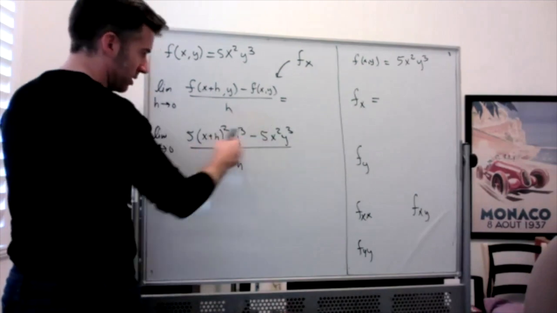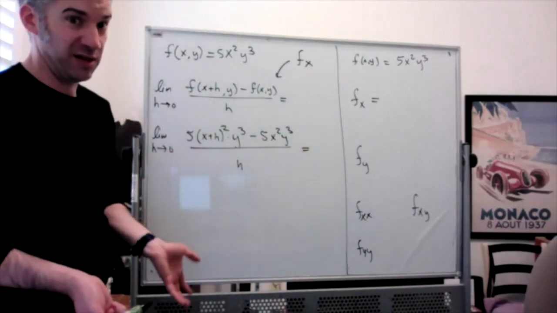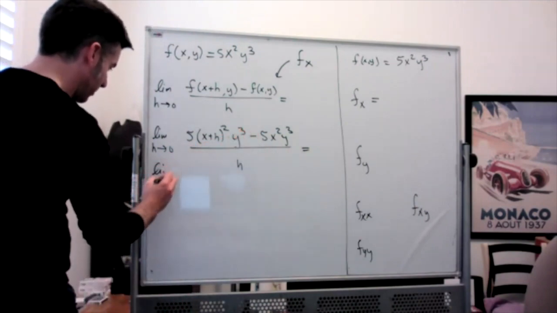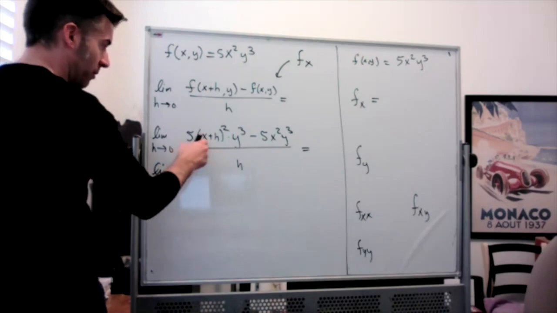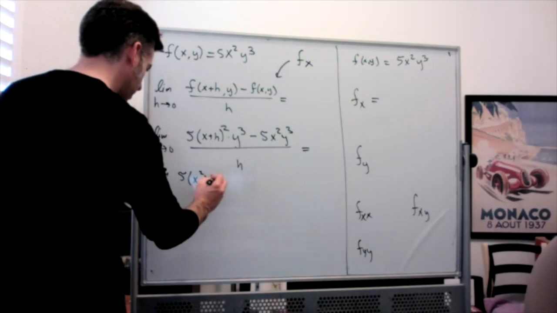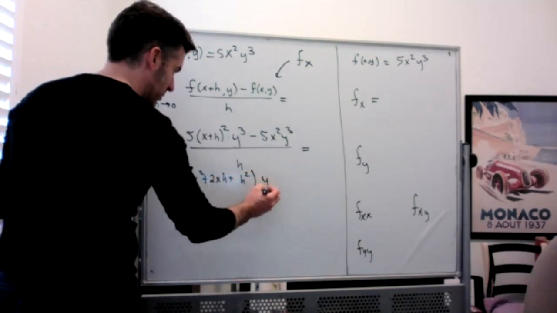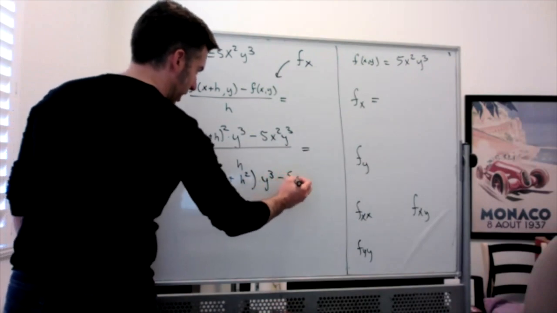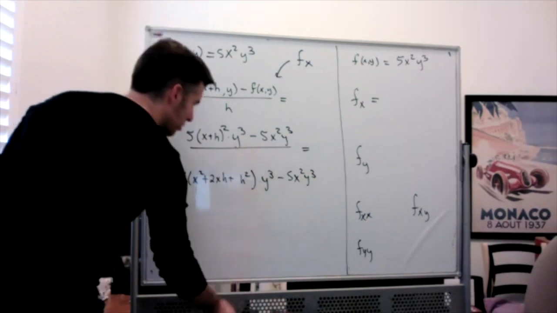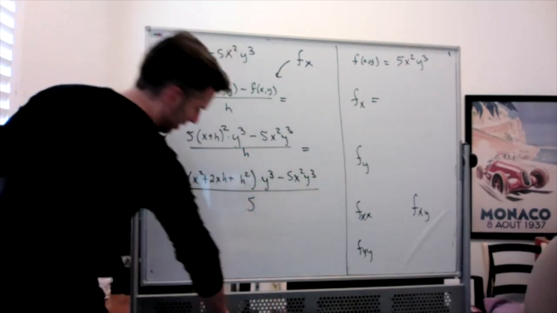So we're going to simplify this. It's really just like we did back in 17a with the limit definition. We're going to expand this out. We're going to get the limit as h goes to 0 of x plus h squared is x squared plus 2xh plus h squared times 5y cubed minus 5x squared y cubed, all divided by h still.